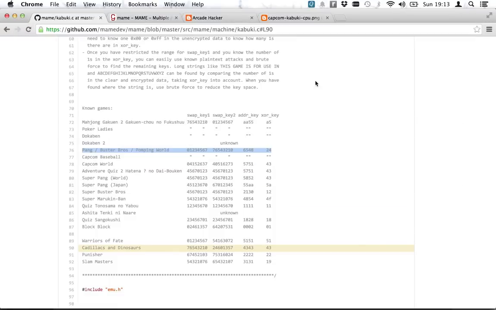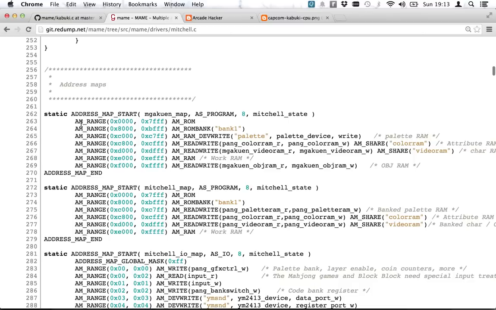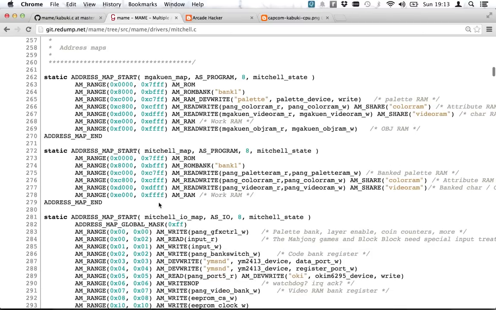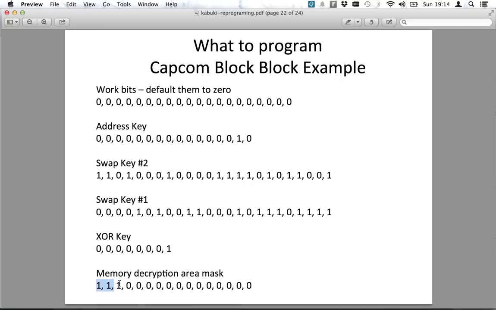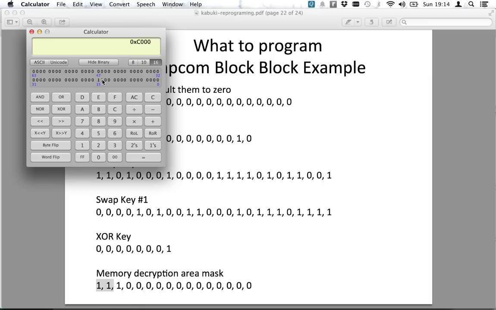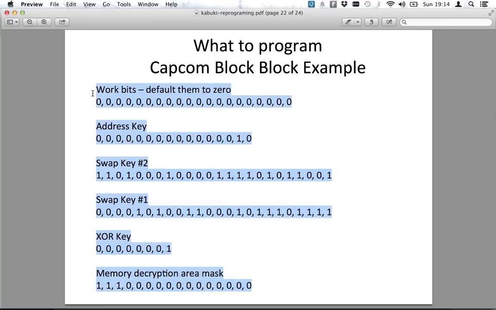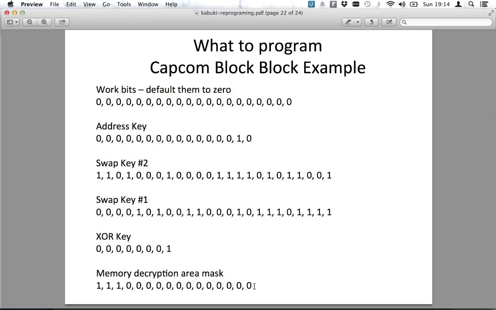To put it in easy terms, if we look, for example, at the MAME driver of any Mitchell game, we can see that RAM starts at the address in hexadecimal format E000. So this 1110000, 16 bits, if we put this on the calculator, with these 3 bits here, we basically get E000. So it tells the CPU, hey, anything from E000 onwards, do not decrypt. And that's the final bit of the configuration of the decryption keys for Kabuki.